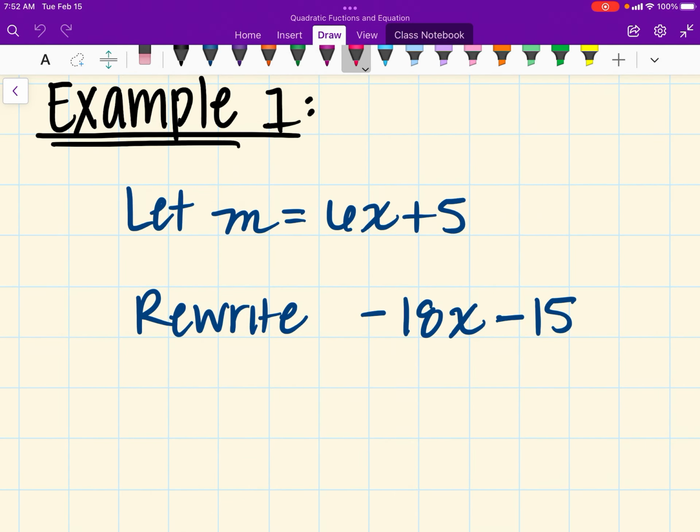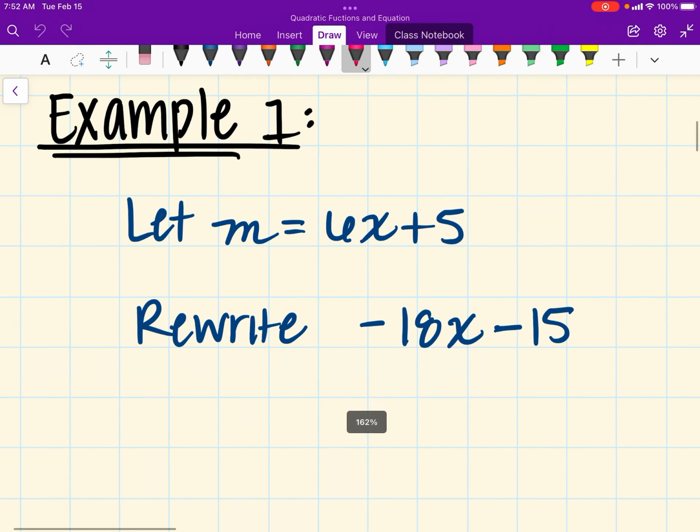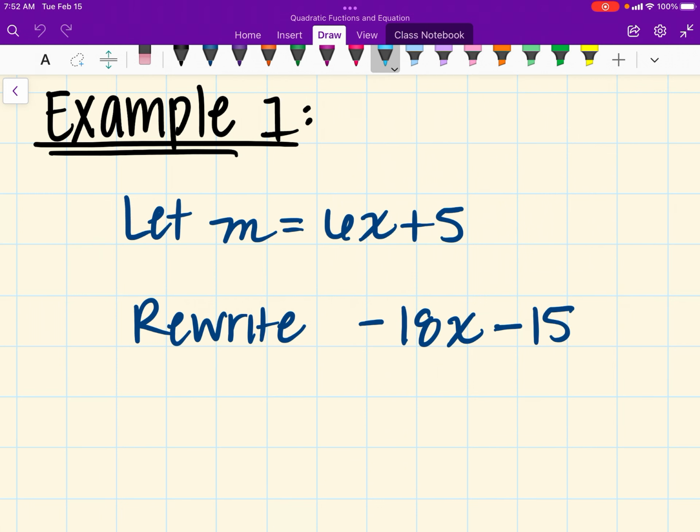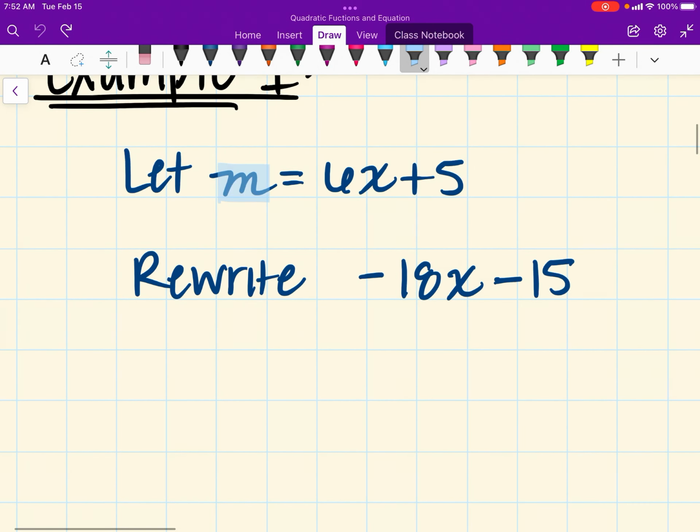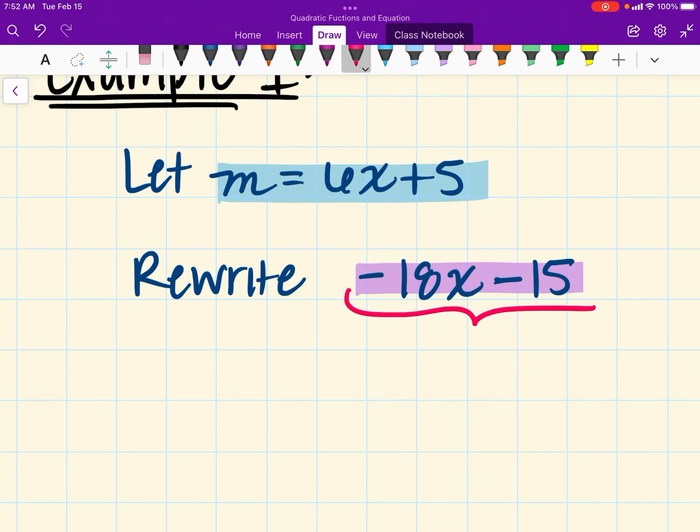So in this case, guys, example 1, they're telling us two things. We want to go ahead and let the value of m equal 6x plus 5, and they want us to rewrite the expression of negative 18x minus 15. First thing we have to do in this case, guys, is we want to go ahead and work with this expression here. Once we work with this expression, then we'll go ahead and use this information to do something else.